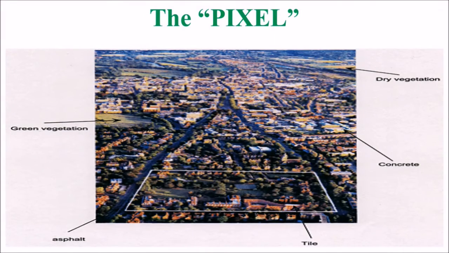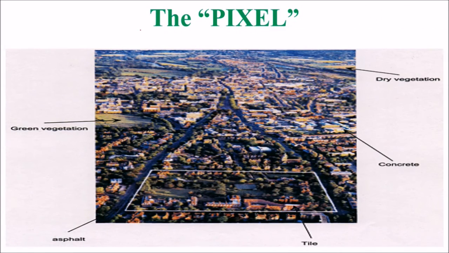Then we come to the pixel. This is very important. What is a pixel? Pixel stands for picture element. In image terms, this is green vegetation. This is an asphalt road. This is your tile. This is certain dry vegetation. This is concrete. Say this is your image, and we divide it into a number of rows and columns. An element in a row or column in a matrix, you can say it is a pixel.